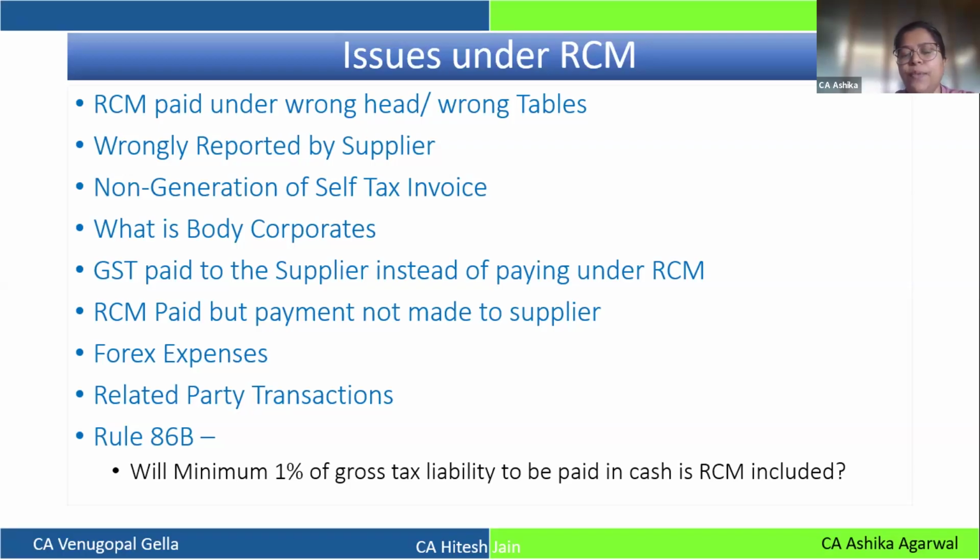Rule 86B. Now, for specific taxpayers who are having turnover of more than 50 lakhs per month, they are required to pay at least 1% in cash. So I just brought this in: what you paid in cash under RCM cannot be considered for the compliance of Rule 86B. So Rule 86B is specifically for outward tax. RCM tax paid in cash, you can't consider to check the Rule 86B condition.